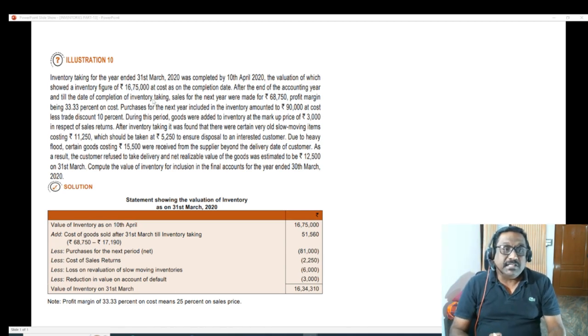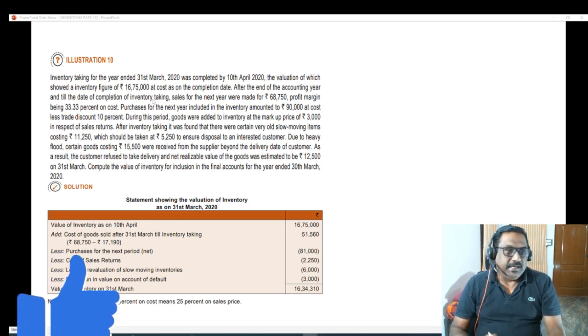Next, purchases for the next year included in the inventory amounted to 90,000 rupees at cost, less trade discount at 10%. This is a simple point. We already discussed it in previous problems as well. 90,000 cost, if you remove the 10% discount, 81,000 will be your net purchases.